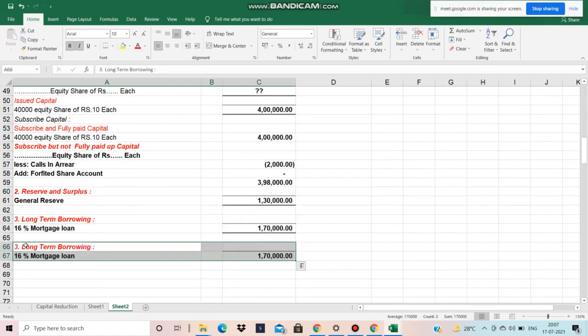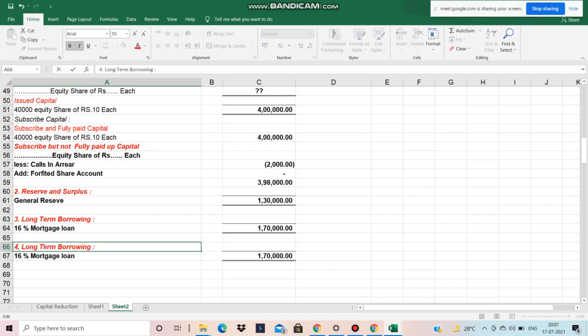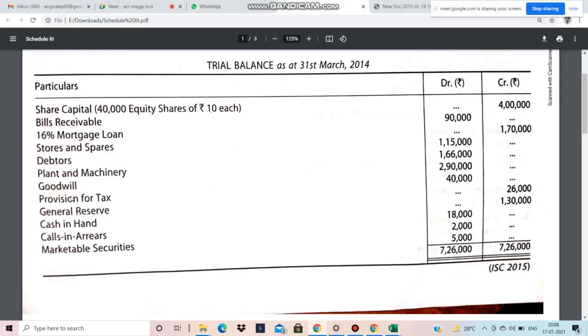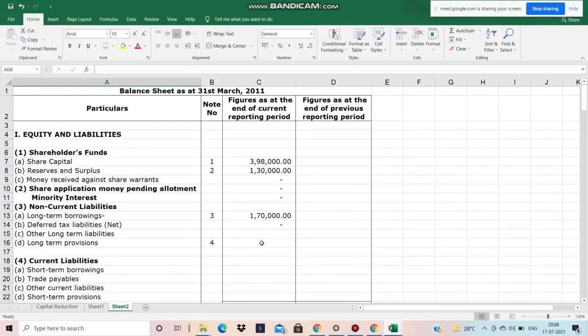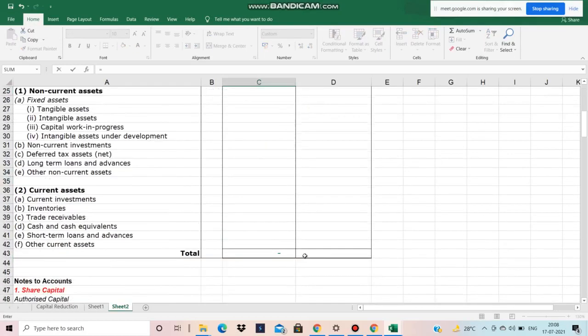the note number 4, under the long term provision, comes provision for taxation. How much is the provision for taxation? The provision for taxation is only 26,000. So under this head, the provision for taxation will come.